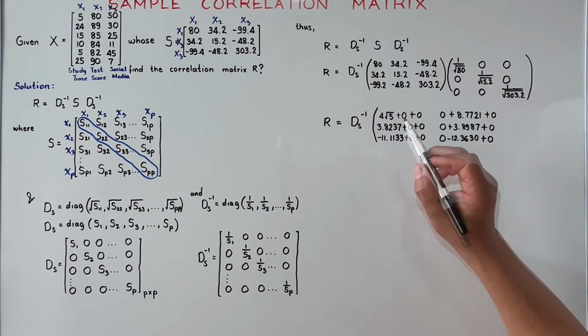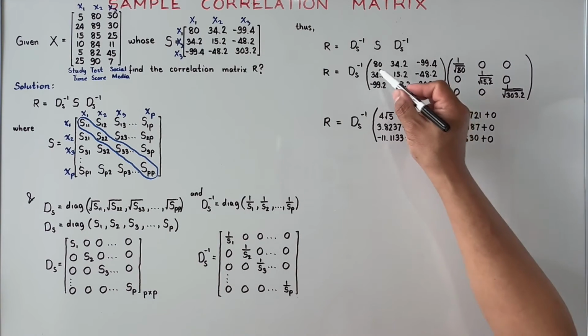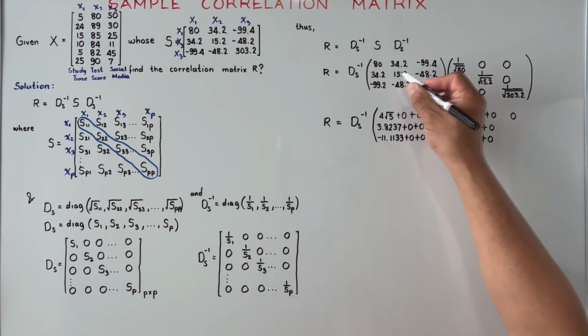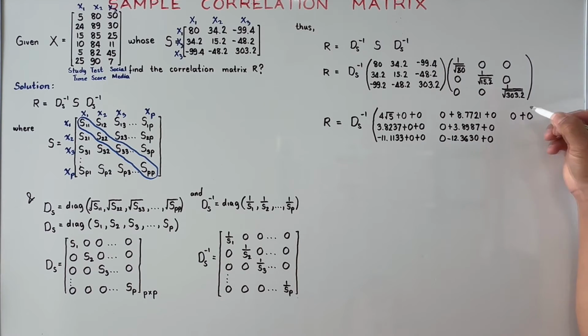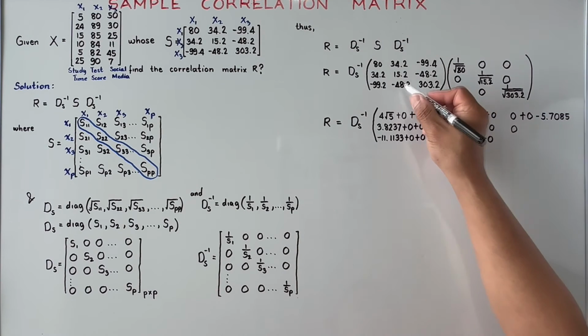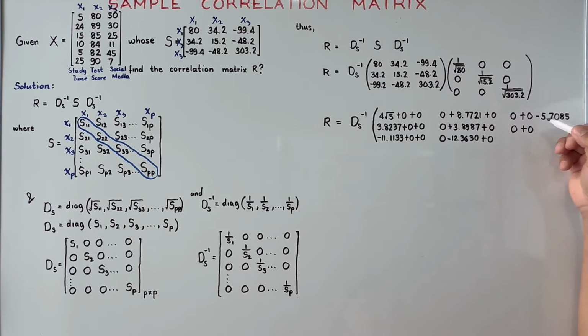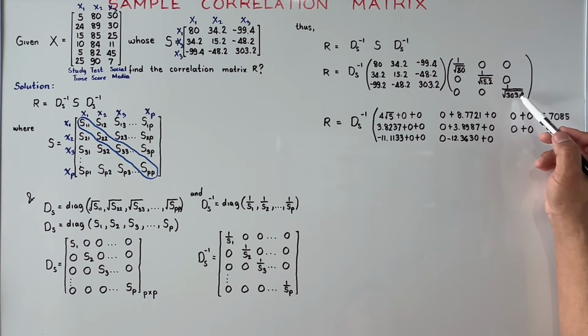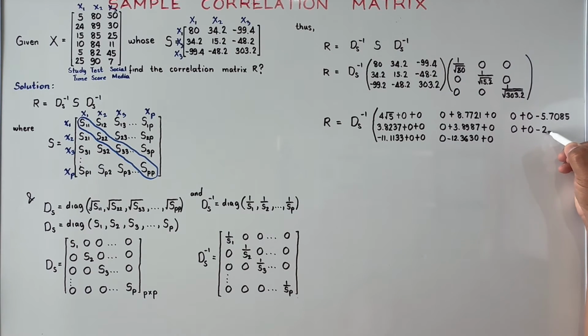And then multiply also these three rows by the third column. We have 80 times 0, that's 0. 34.2 times 0, that's 0. But negative 99.4 times 1 over the square root of 303.2, we have negative 5.7085. And then 34.2 times 0, that's 0. 15.2 times 0, that's 0. But negative 48.2 times 1 over the square root of 303.2, we have the product of negative 2.7681.